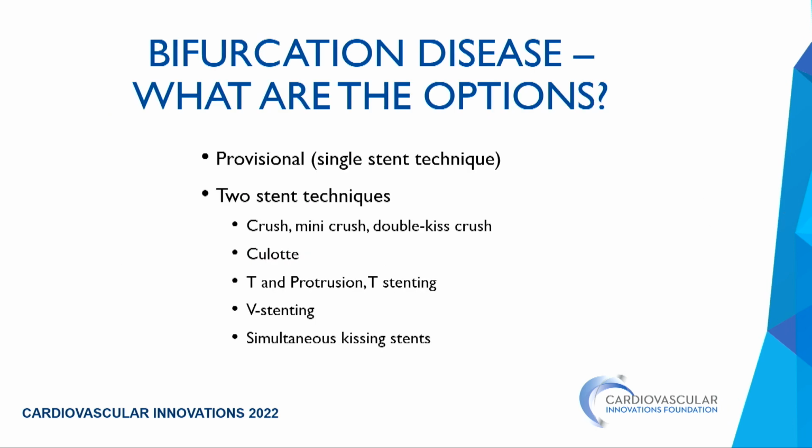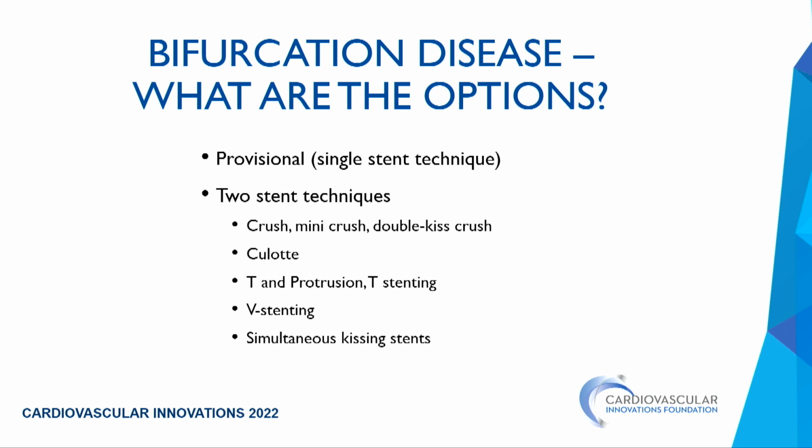And so when it comes to bifurcation disease, what are the options? Dr. Khalili talked about the provisional approach, which I think still in most cases is a reasonable upfront strategy. But then there's a number of two-stent techniques. There's the crush, mini crush, nano crush, or double kiss crush, kind of all that family, the culotte, the T stenting or T and protrusion stenting, and then there's V stenting, and then finally simultaneous kissing stents.